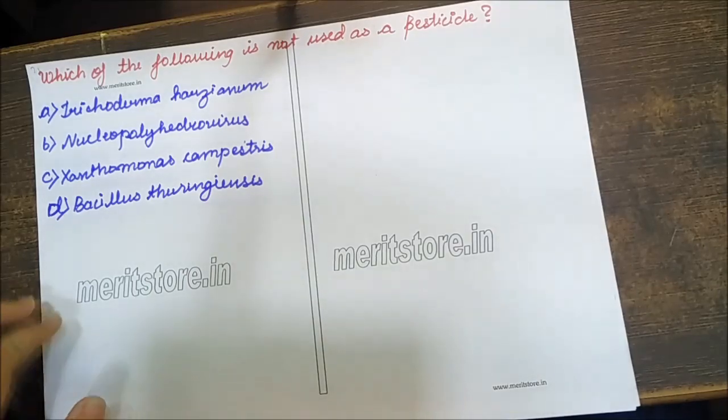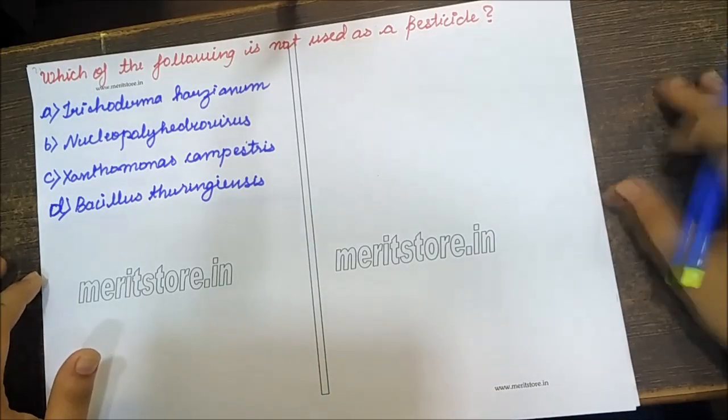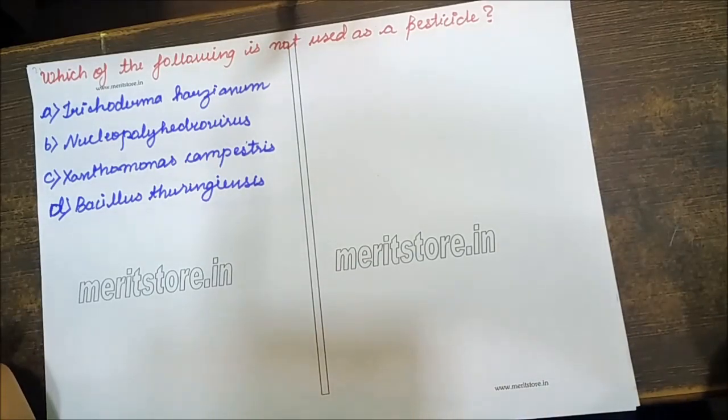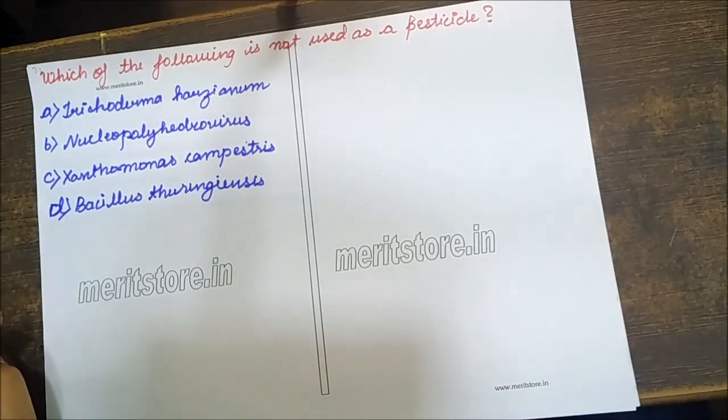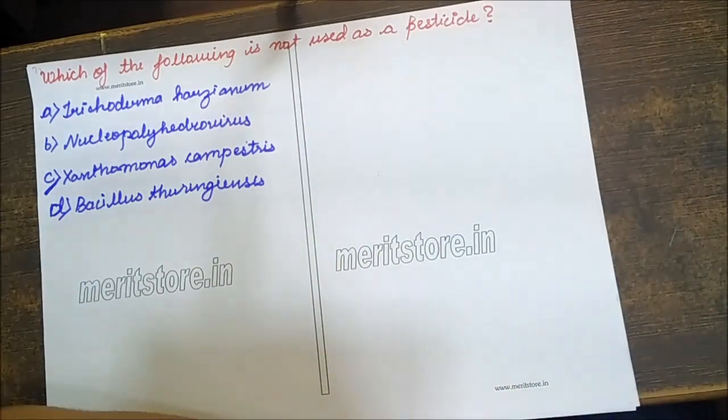And the question is, which of the following is not used as a pesticide? And the options are as follows: Trichoderma harzianum, Nucleopolyhedrovirus, Xanthomonas campestris, or Bacillus thuringiensis. And the answer for this is C, which is Xanthomonas campestris.